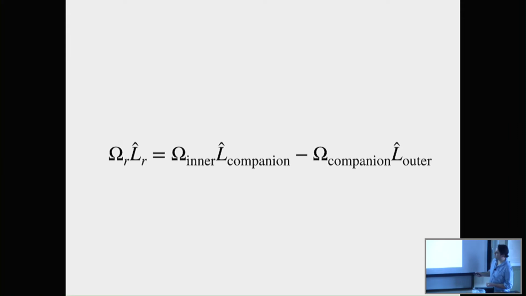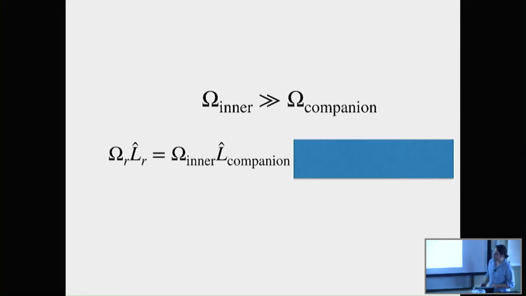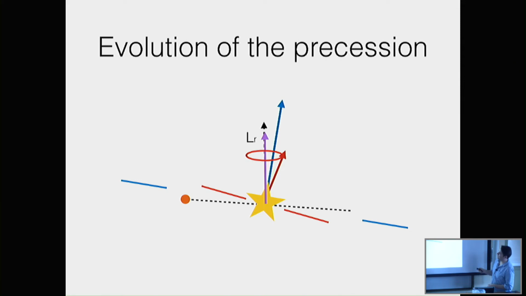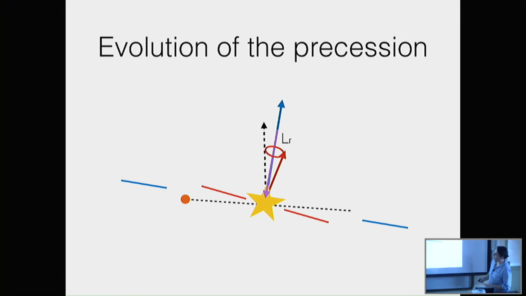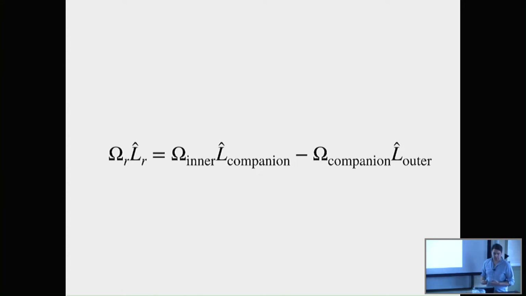So simple vector calculus gives you that the precession frequency times the vector you're precessing around is given by this formula. So if you're in the region where the inner disk precession rate is much, much higher than the precession of the companion, then we can just throw away this term and you get what you expect, that you're just precessing around the companion again. The outer disk is not moving in this frame. If you switch to the opposite limit, then you get the opposite effect and you're just precessing around the outer disk again. Now the interesting thing is what happens when these two precession frequencies become comparable.